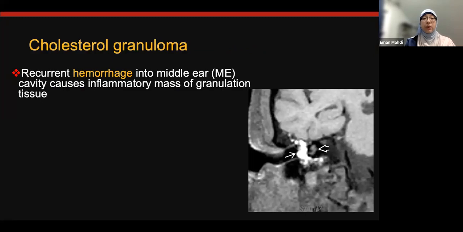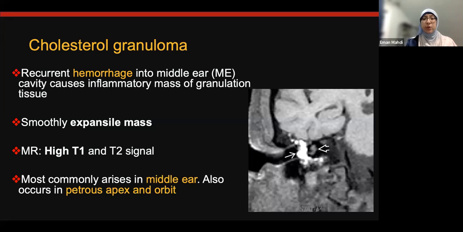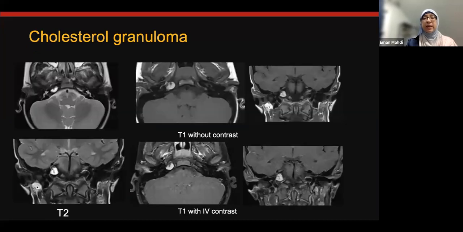Next is the cholesterol granuloma, which is related to recurrent hemorrhage within the middle ear cavity, causing an inflammatory mass of granulation tissue. It's an expansile mass, bright on T1 and T2, commonly within the middle ear cavity, but can happen within the petrous apex or even the orbit. And that's the case that we had.